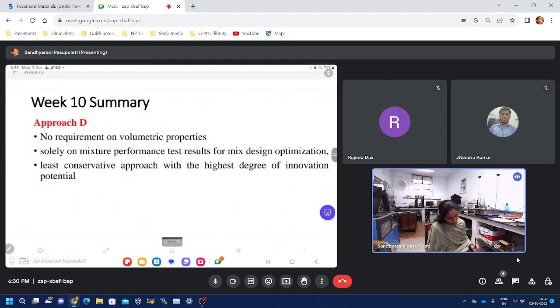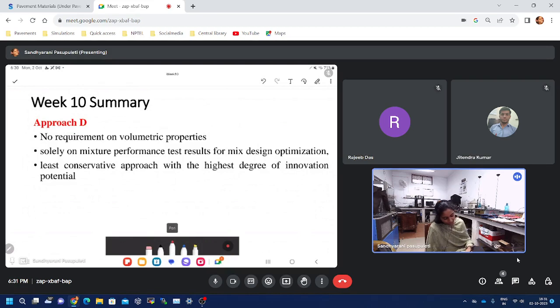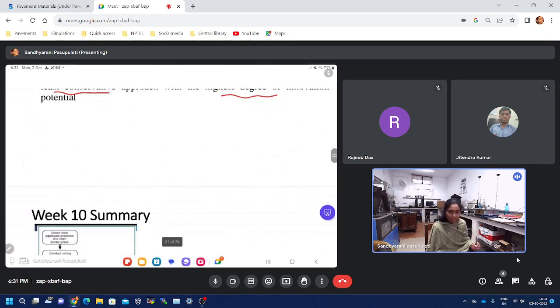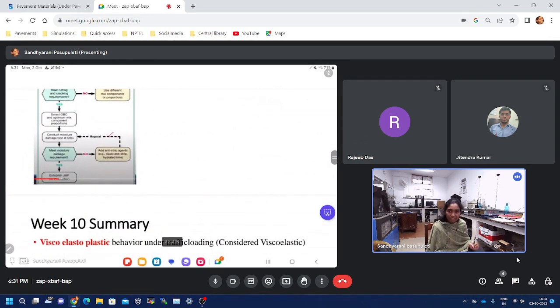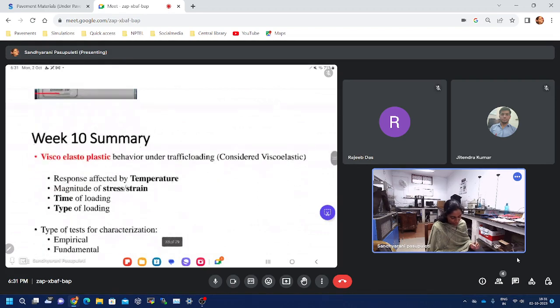And the final approach is approach D, in which there is no requirement of volumetrics at all. It depends completely upon the mixture performance test results, and this is the least conservative with the highest degree of innovation. So these are the four types of approaches for balanced mix design or performance based mix design.